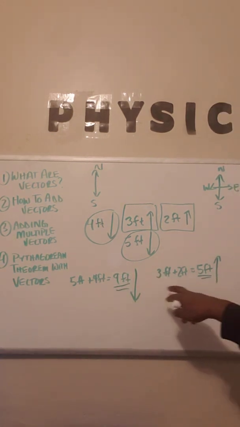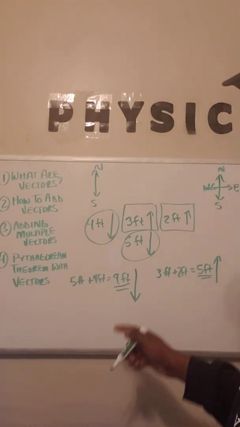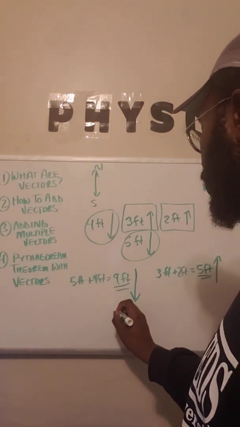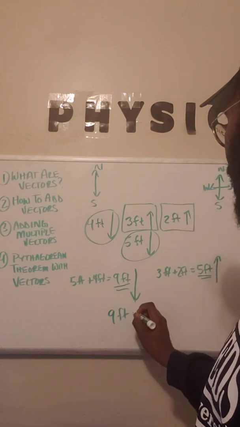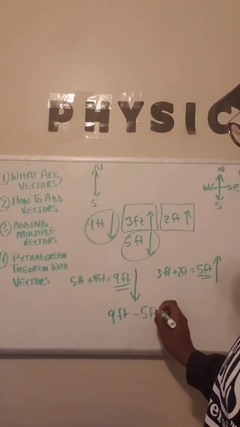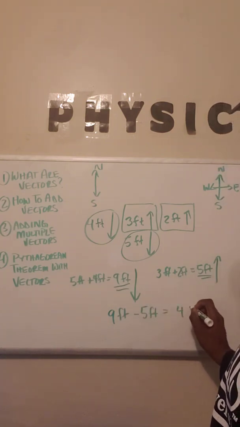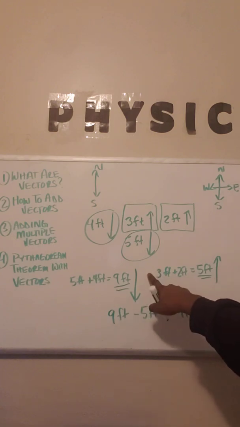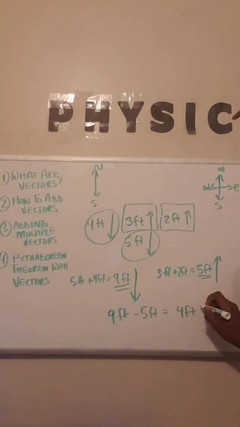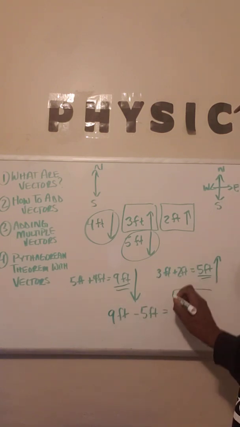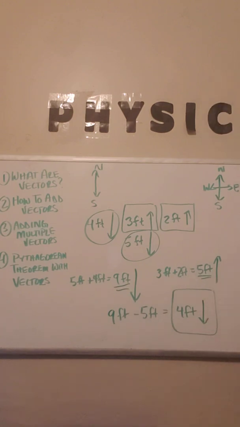Now, because these are in opposite directions, we're going to subtract. So we start with the bigger vector. 9 feet minus 5 feet equals 4 feet. All right, and the direction of the larger vector is heading south. So our final answer is going to be 4 feet south. All right. Awesome. So that's the same way we would do it with any word problem.